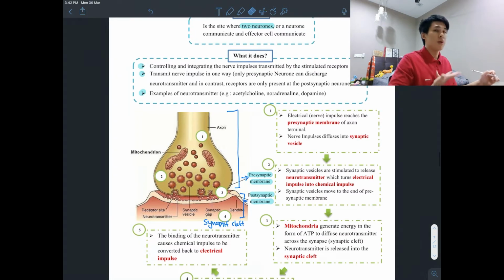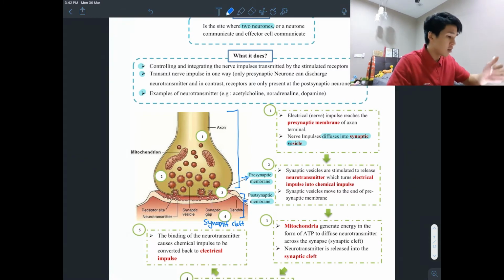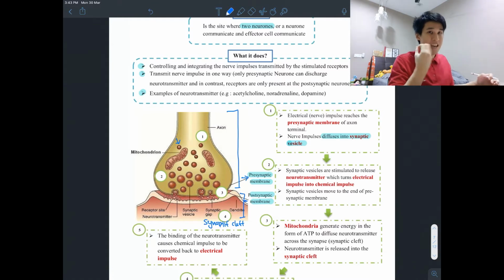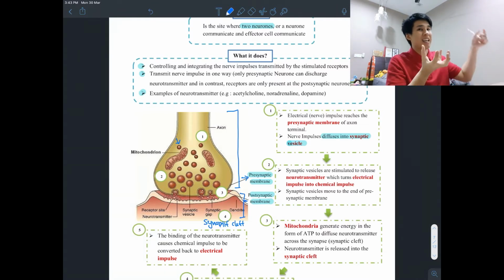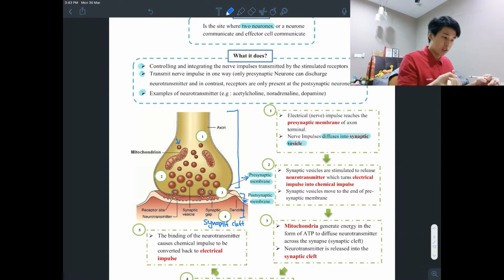Number one, remember your nerve impulse is in the form of electrical impulse. That's what they say here. Electrical impulse reaches the presynaptic membrane, and nerve impulse would diffuse into something called synaptic vesicles. Over here you can see there's a lot of pimples, like on your nose. These pimples are called synaptic vesicles. Inside the synaptic vesicle, you have a type of chemical called neurotransmitter. Just like inside a pimple, you've got the yellow pus, correct?